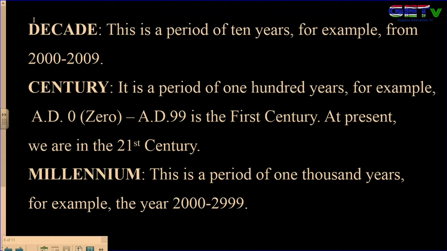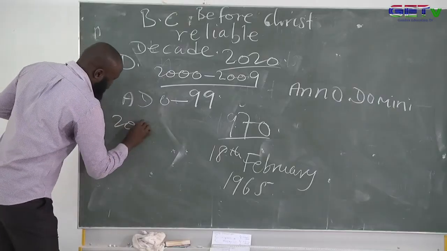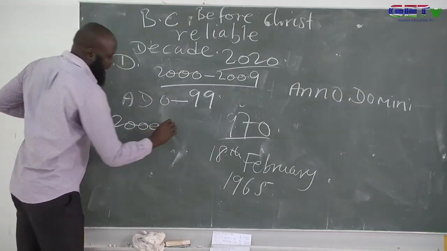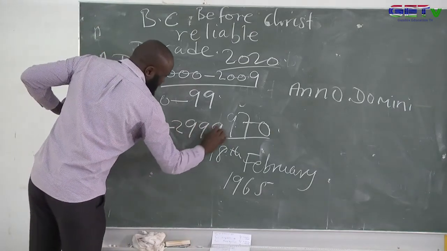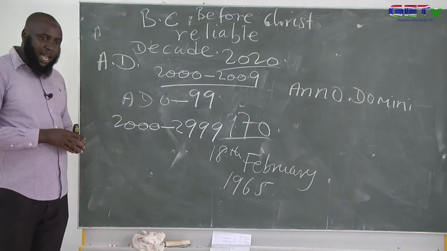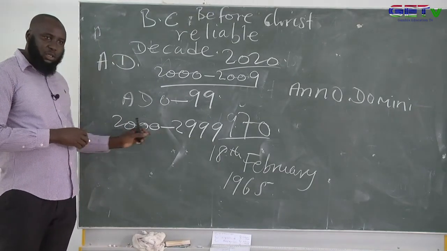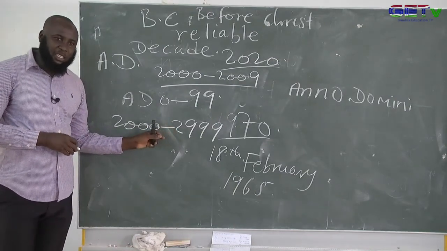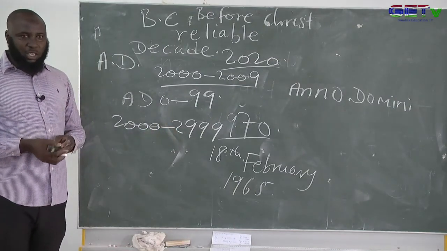We also have millennium. A millennium is a period of 1,000 years. For example, from the year 2000 to the year 2999 will give us a period of 1,000 years, which is a millennium.